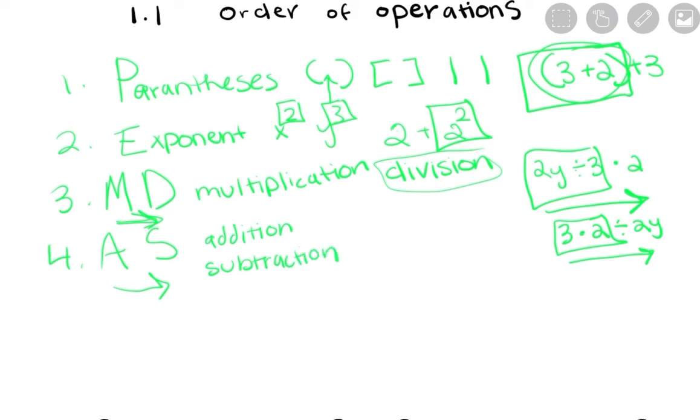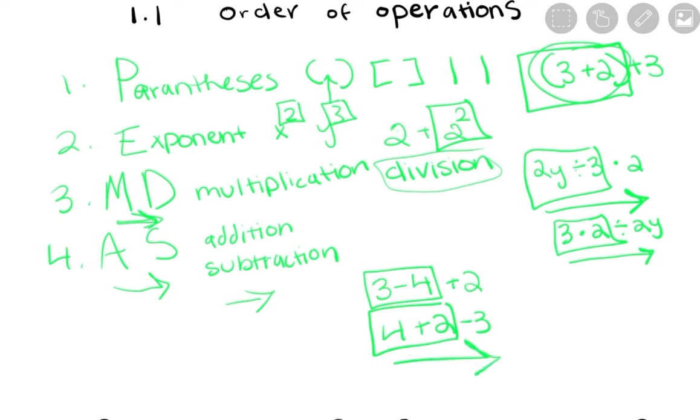When it comes to addition and subtraction, it works very similarly to multiplication and division. If subtraction comes before addition when we're going from left to right, we're going to do it first. If the equation was like 3 minus 4 plus 2, because subtraction comes first, we're going to do this first. And the same thing applies vice versa. So if it's 4 plus 2 minus 3, we're going to do this first because it comes first when we're going from left to right. So that's how those two work.